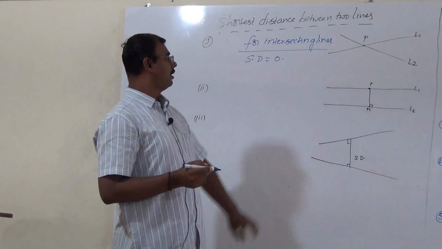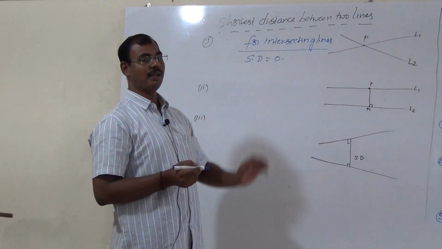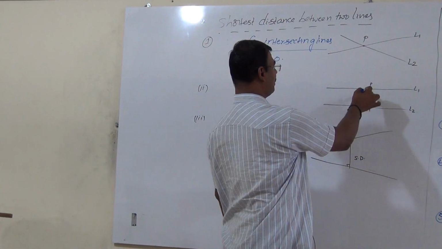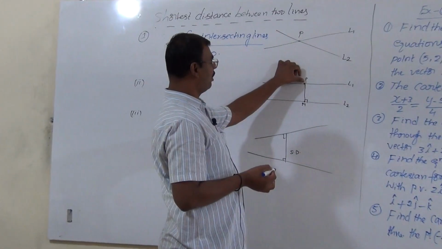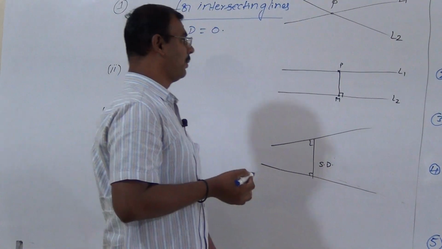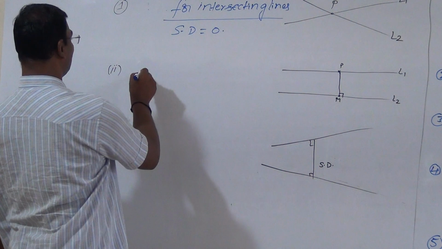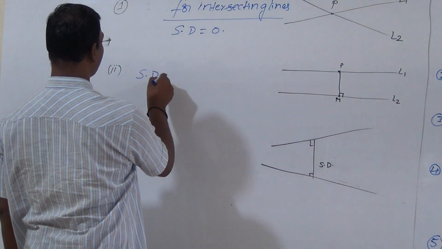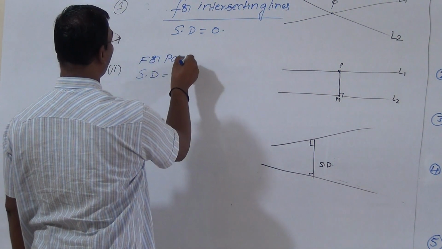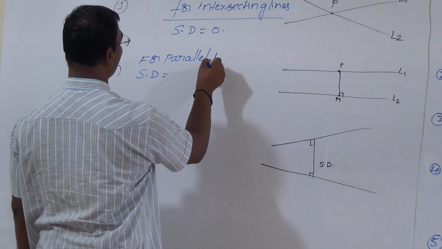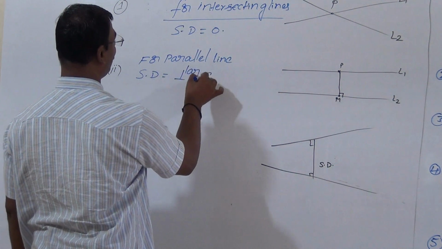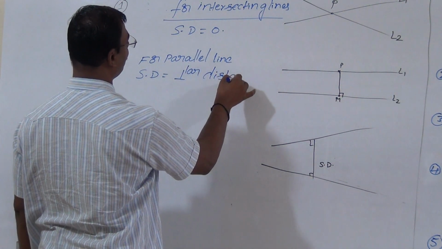Next, if the lines are parallel in space. So lines L1 and L2 are parallel, then the shortest distance will be perpendicular to line L2. So it is the perpendicular distance, and we know the perpendicular distance formula also. In this case, for parallel lines in space, the shortest distance is equal to the perpendicular distance. All of you remember this point.